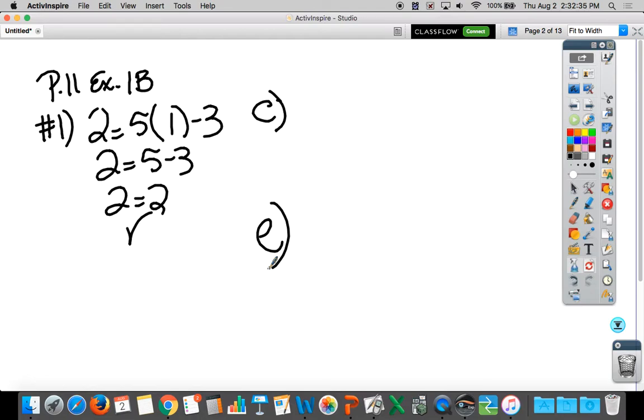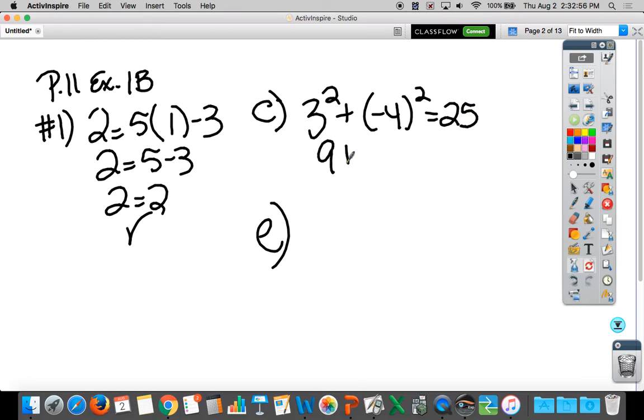Okay, what did we come up with for both of them? Yes, they should work. So look at number 1C. Your x is 3. So you got 3 squared plus your y is negative 4 squared, and that should equal 25. So 9 plus 16, 25 equals 25. Checks.